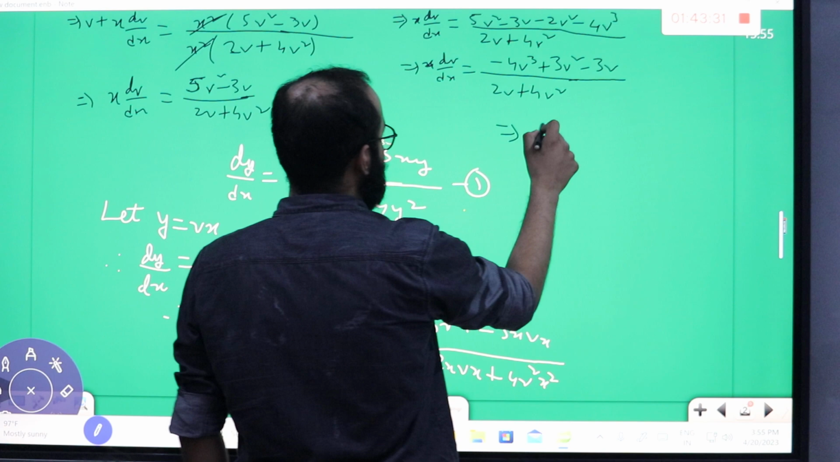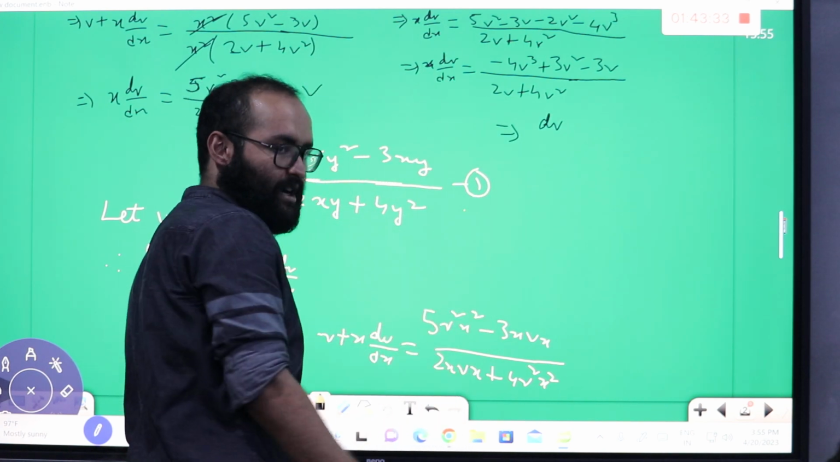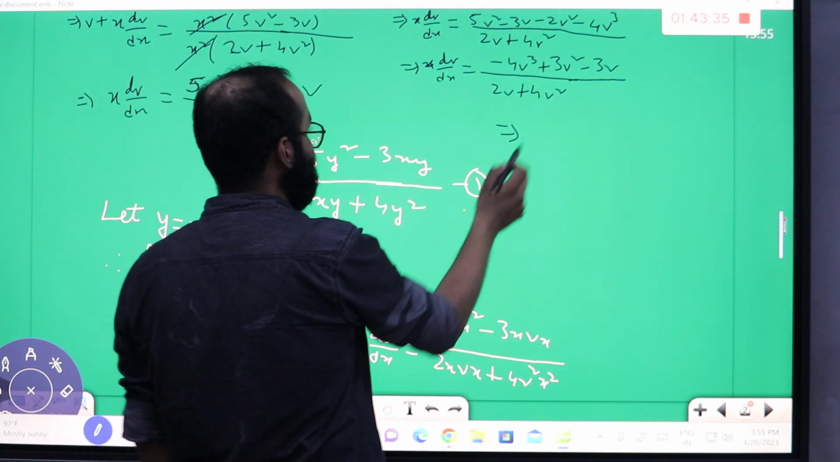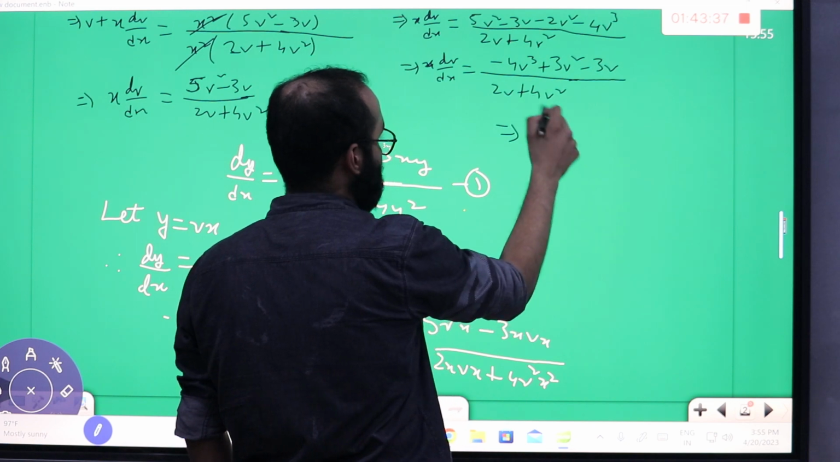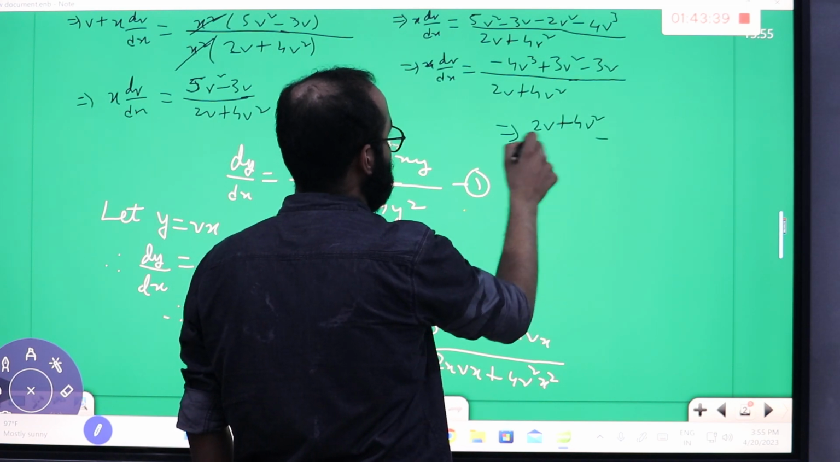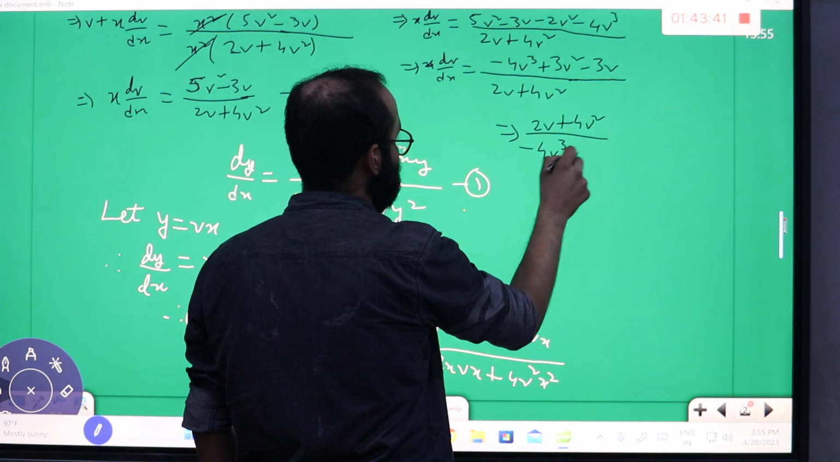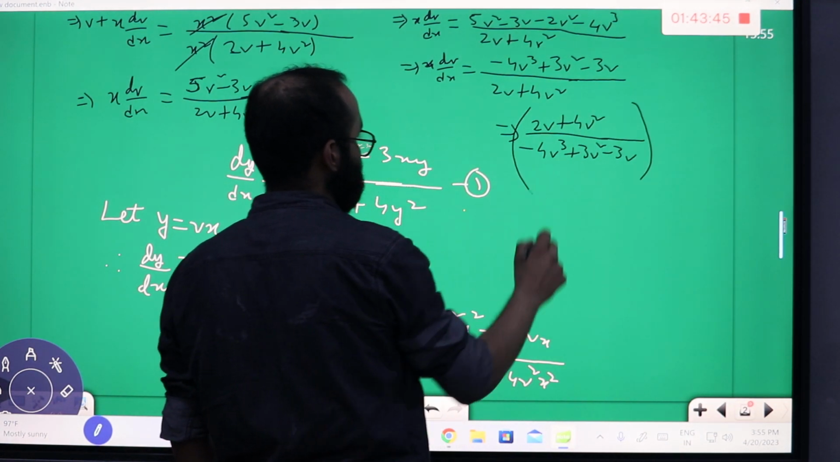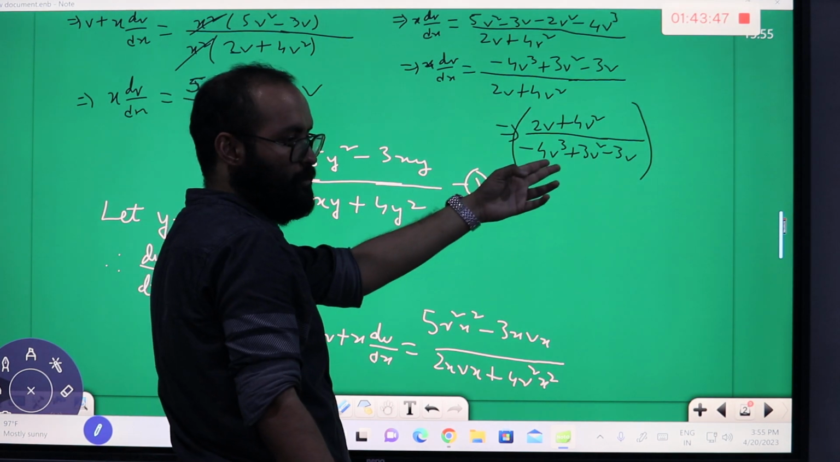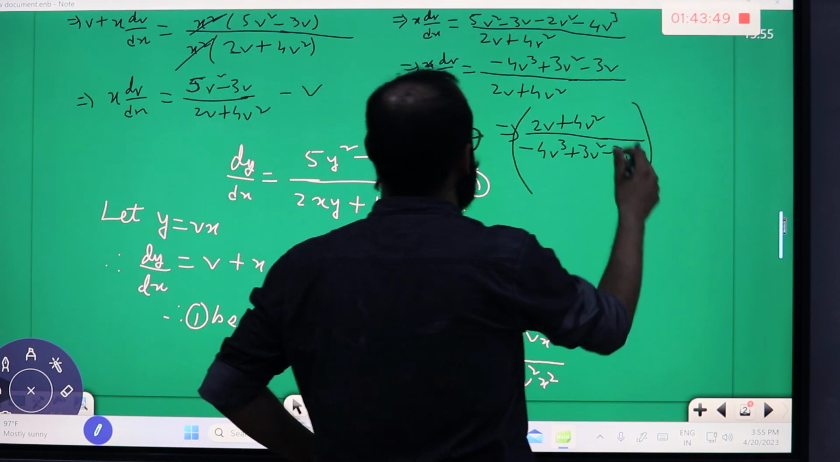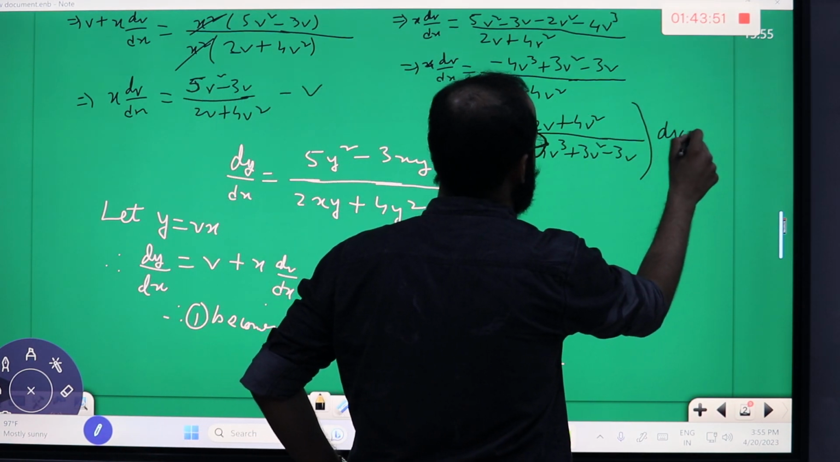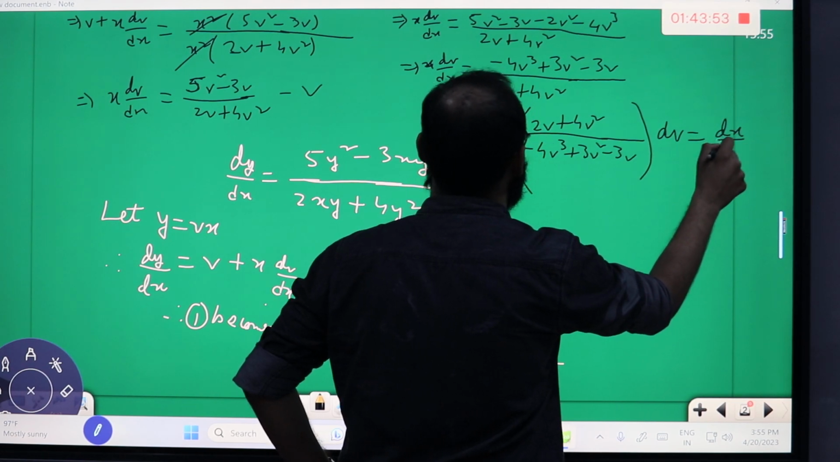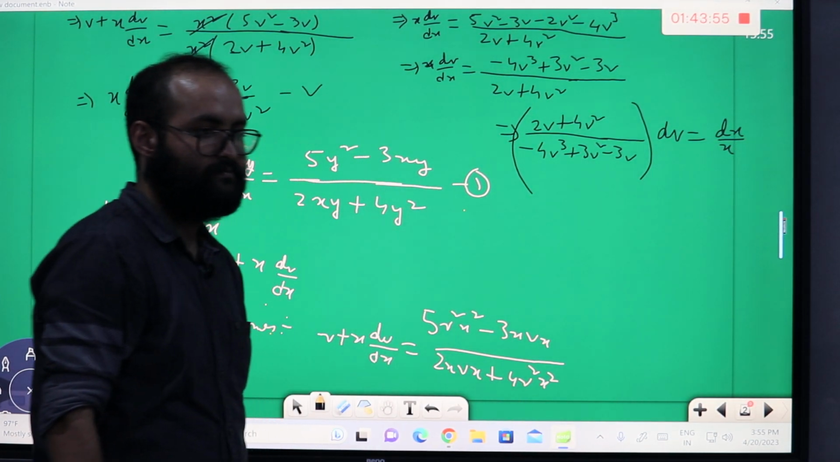How? dv is on the left hand side in the numerator, isn't it? We'll bring the entire v expression to the left hand side by cross multiplying, yes or no? It will become this. You can actually cancel v from numerator and denominator also if you like. dv expression equal to dx by x. Yes or no?